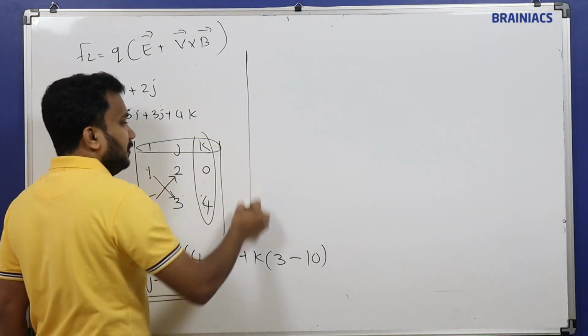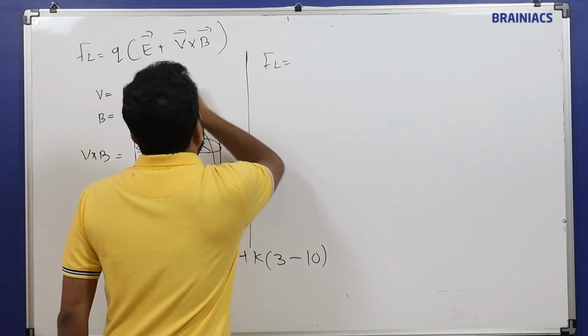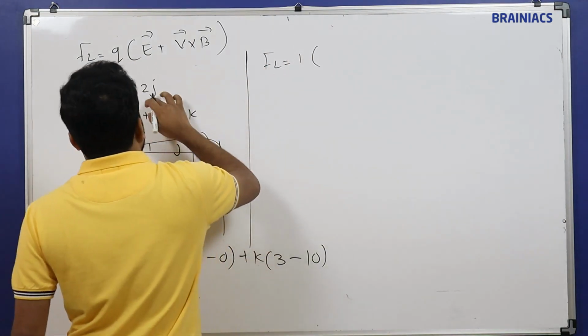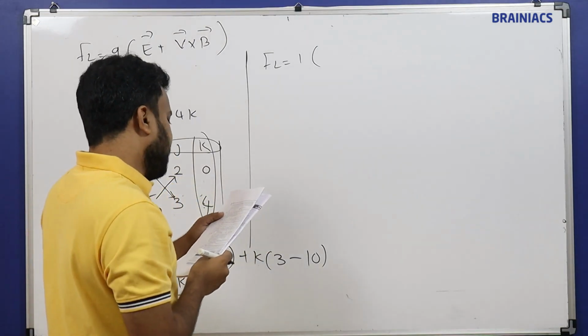Now I have to substitute all the values. So the Lorentz force equals, charge is 1 coulomb so I don't need to bother about it, and the electric field is given. What is the value of the electric field?